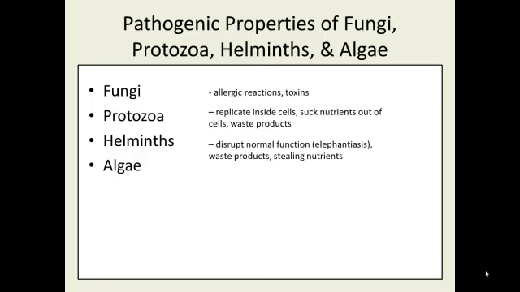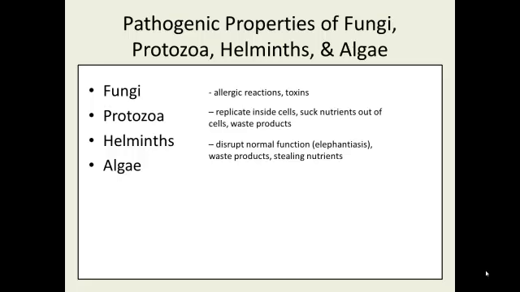Helminths, or parasitic worms, can disrupt normal function. That's elephantiasis. Elephantiasis gets into the lymphatic system. We're going to talk about that more in the next chapter. It blocks the flow of the lymph, causes the affected limb or organ to swell up to the point where it looks like it belongs on an elephant. That's why we call it elephantiasis.